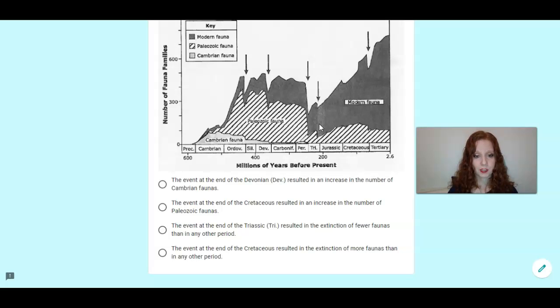Fourth one, the event at the end of the Cretaceous resulted in the extinction of more faunus than any other period. So looking at the end of the Cretaceous. Well, there were no Cambrian ones, but starting here and going here, we see a little tiny bit of a loss. And then going from here, right here of this one looks to be where we have the biggest decrease in species. So I'm going to rule that one out. So third option here is going to be your correct answer.